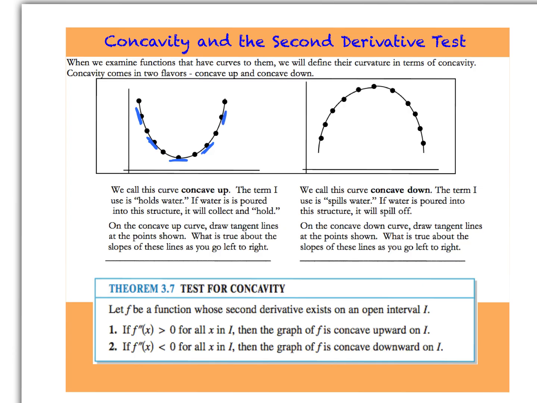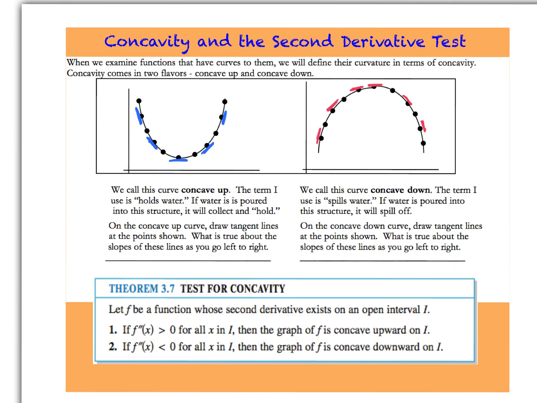So what's happening to my slopes? My slopes are increasing, which means concave up. When the slopes are increasing, that means concave up. And vice versa. If my slope's here, this would be a big positive, and then a smaller positive, and then a smaller positive, and then 0, and then a negative, and then a bigger negative. So when my slopes decrease, I have concave down. That's how we're actually talking about concavity.